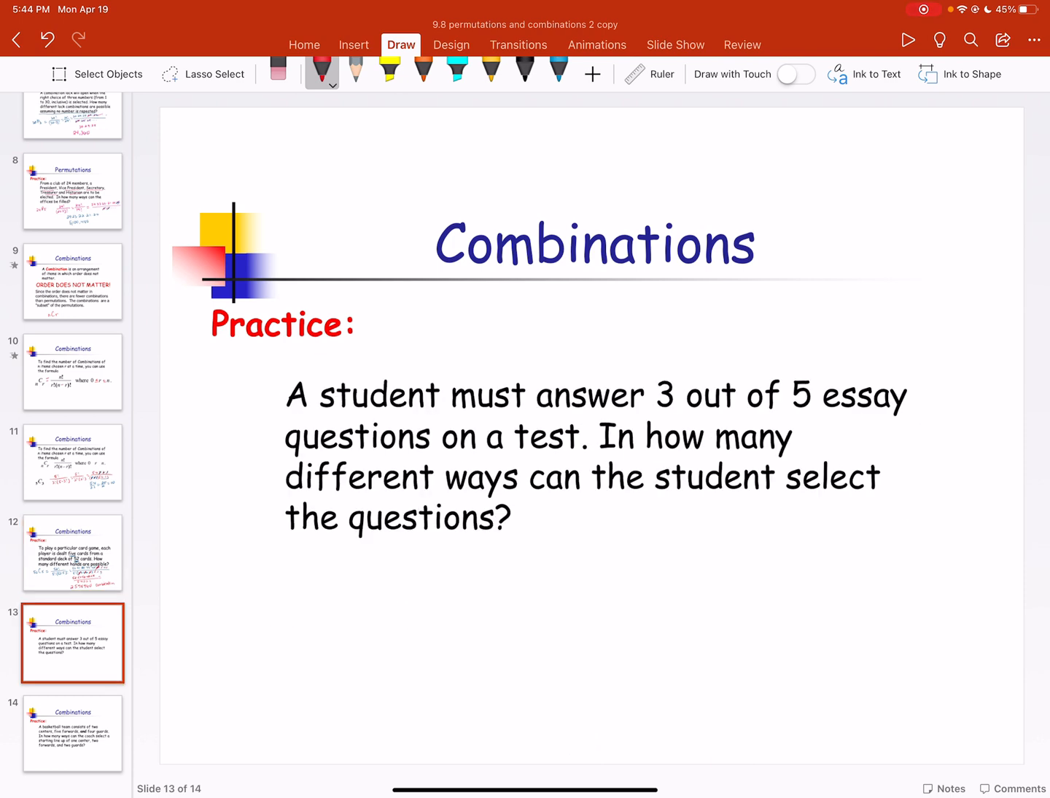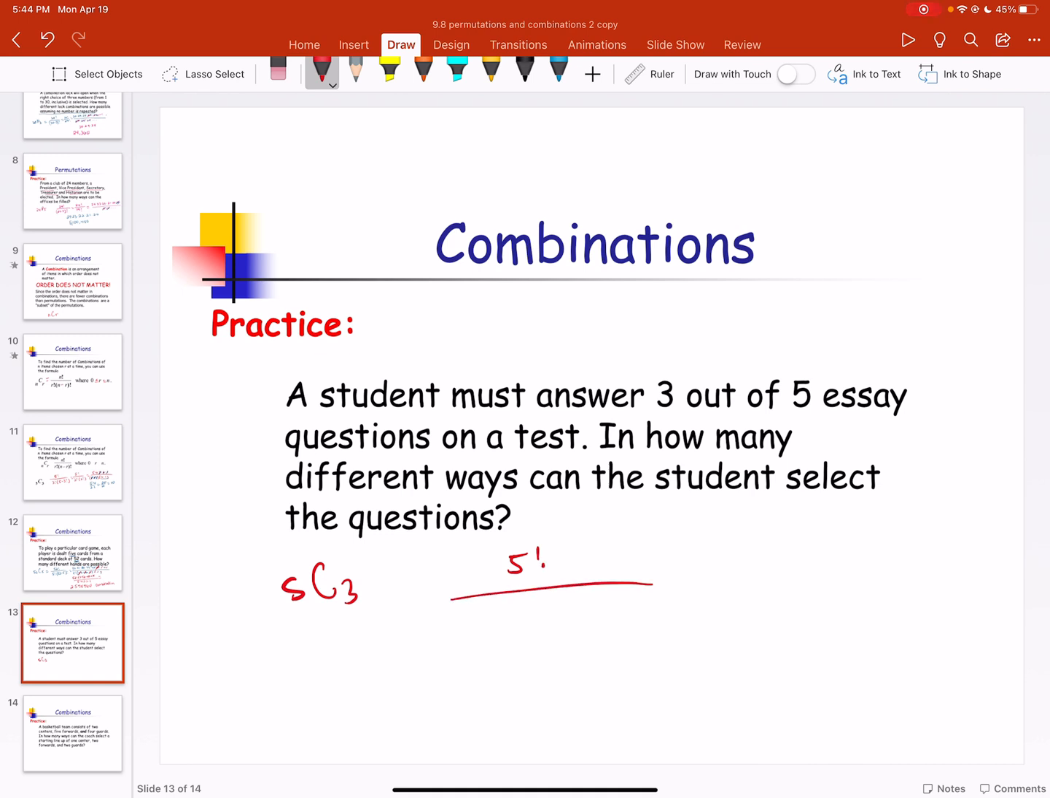a combination. Student must answer 3 out of 5 essay questions. So how many different ways can they select it? So think about when you're signing up for college and they give you 4 different examples and they say choose to answer 2 of the essay questions. So think about how many different ways that students can answer those 2 essay questions. So we have 5 total outcomes, or 5 total possibilities, and we're choosing 3 of those possibilities.